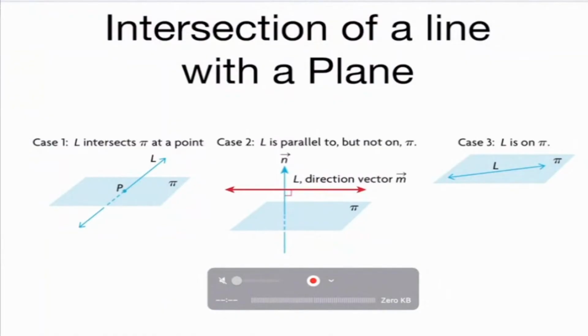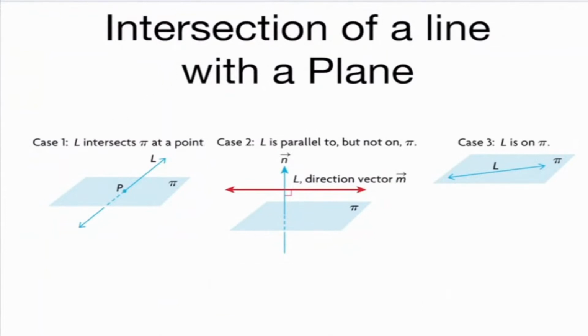What we're looking at is intersections of a line with a plane. We spent some time talking about how to find the vector equation, parametric equation, and symmetric equation of a line in R3. We talked about creating Cartesian equations of planes. And what we're going to look at now is the idea of intersection of a line with a plane.